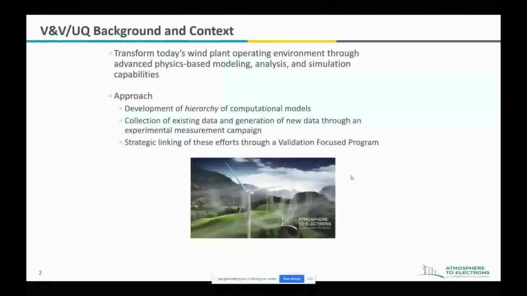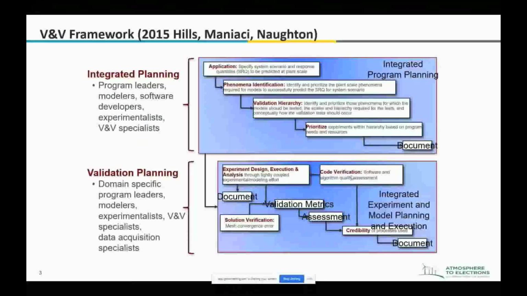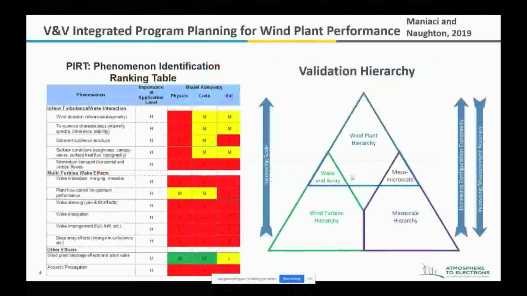So one part of it is the V&V framework that we utilize. This is based on a lot of V&V standards, and it's published in a document from 2015. And then the application of this mainly for high fidelity models and now extending to many different models. And the summary of that work is John Naughton and I published in 2019 in what's called the Integrated Program Planning document for wind plant performance.